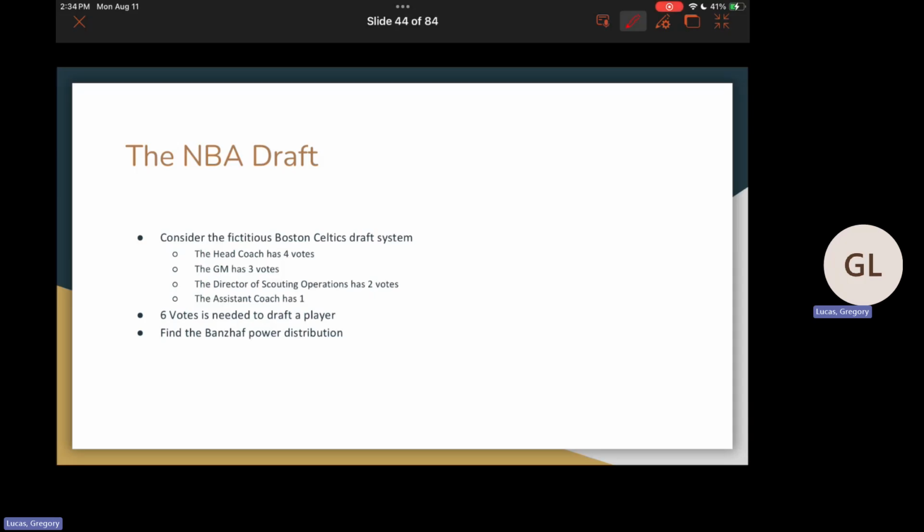So I'm going to leave this one as an exercise, and I want you to try this in your notes. I'll give some hints, but I want you to do this all in your notes. So consider the fictitious Boston Celtics draft system. The head coach has 4 votes, the GM has 3 votes, director of scouting has 2, assistant coach has 1. 6 votes is needed to draft a player. Okay. So we'd have 6, 4, 3, 2, and 1. So I want you to find the Banzhaf power distribution.